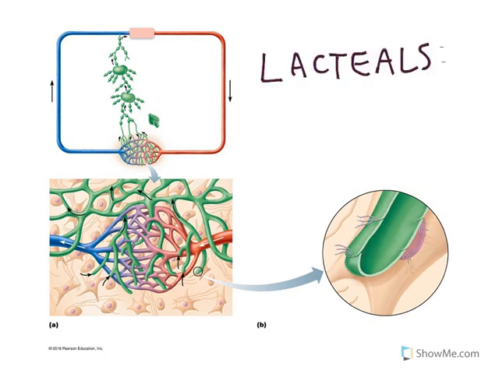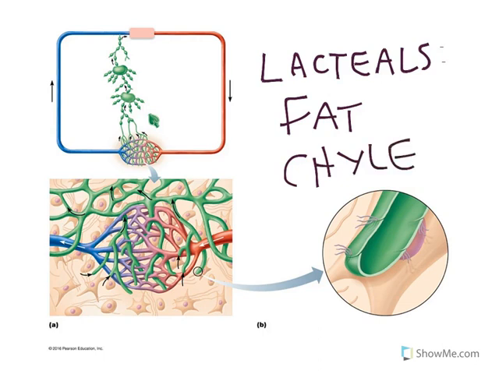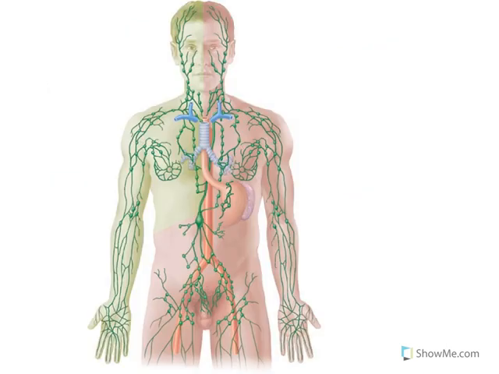We have a specialized type of lymphatic capillary present in our intestines called a lacteal, and the lacteals are important because they absorb digested fats and transport this fat through the lymphatic system, so it's actually called chyle at this point. This chyle is basically lymph mixed together with fat, and it directly dumps into the bloodstream, and then it will travel around to be processed either by the liver or by other tissues.